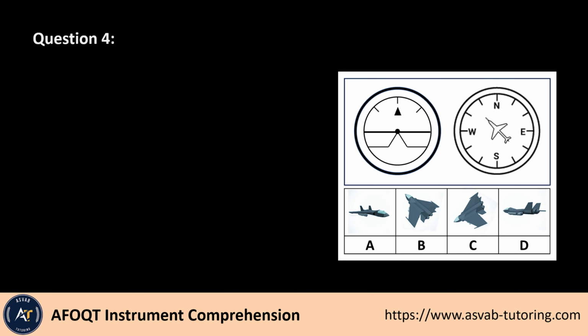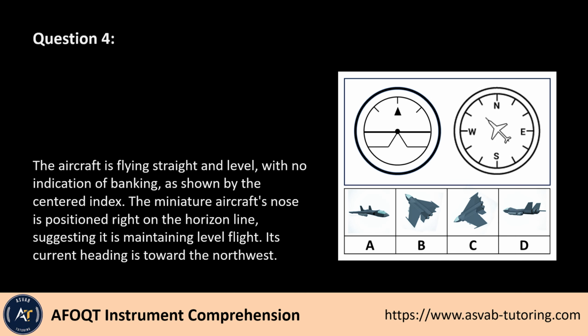Question 4. The aircraft is flying straight and level, with no indication of banking, as shown by the centered index. The miniature aircraft's nose is positioned right on the horizon line, suggesting it is maintaining level flight. Its current heading is toward the northwest. This indicates that the answer is D.